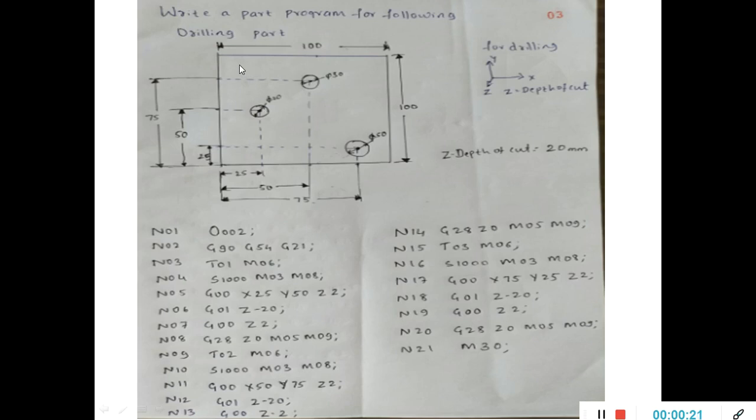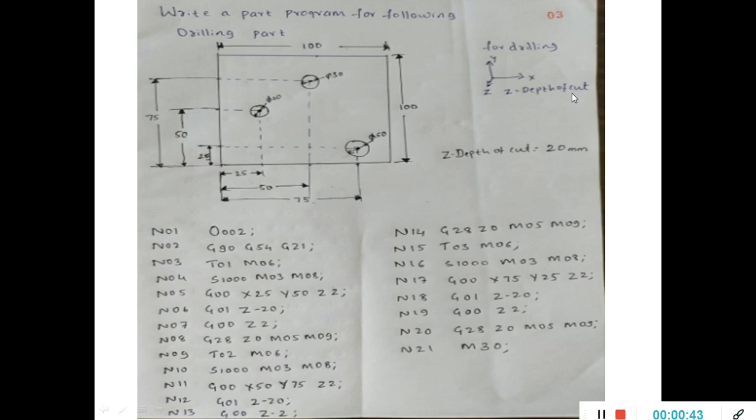Okay. Listen carefully. Let us consider the work part of 100 by 100 mm. Here in this direction it is the x-axis, in this direction is the y-axis, and z is the depth of cut.